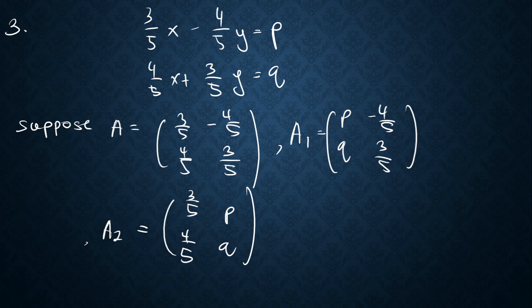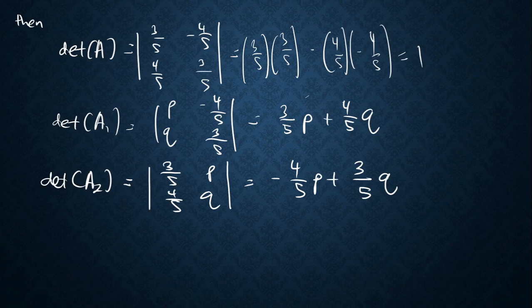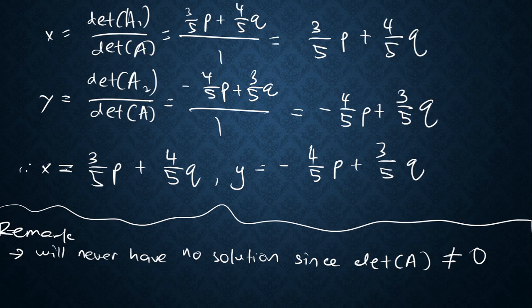And then for the third question, it's also about Cramer's rule, except that we are dealing with arbitrary constants P and Q. Suppose A is the coefficient matrix. For A1 and A2, just exchange column 1 with PQ, and column 2 with PQ. And then find the determinant. Determinant of A is 1. Determinant of A1 is 3 over 5 P plus 4 over 5 Q. Determinant of A2 is negative 4 over 5 P plus 3 over 5 Q. And since determinant of A is 1, the answer is the same.